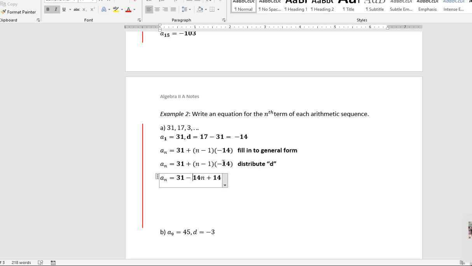Minus 14n. So if I distribute the negative 14, you get minus 14n and plus 14. And then you just combine like terms.